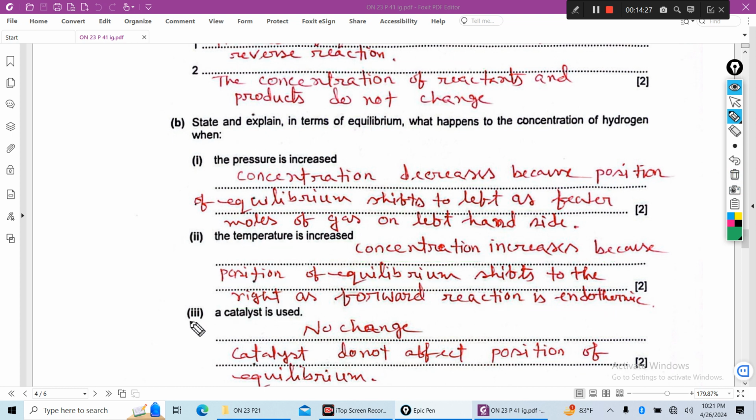Then number 3, a catalyst is used. So catalysts have no effect on the concentration or yield, so no change, because catalysts do not affect the position of equilibrium. Catalyst only speeds up the reaction, but it has no effect on the position of equilibrium, so hydrogen will remain the same. Hydrogen concentration does not change, remains constant.